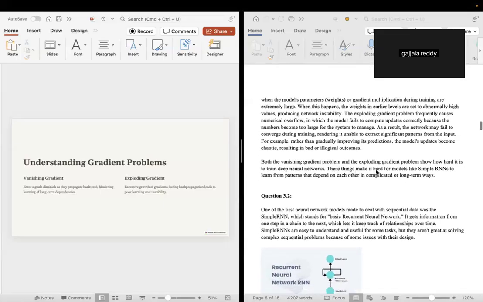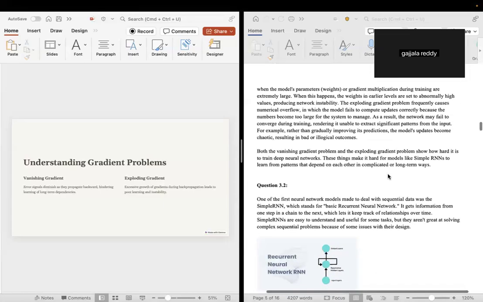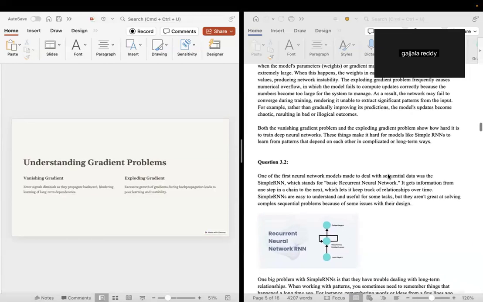Both the vanishing gradient problem and the exploding gradient problem show how hard it is to train deep neural networks. These things make it hard for models like simple RNN to learn from patterns that depend on each other in complicated or long-term ways.